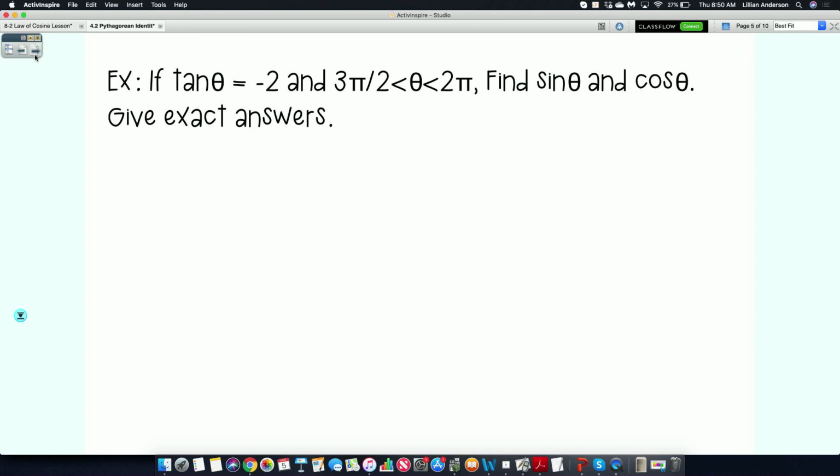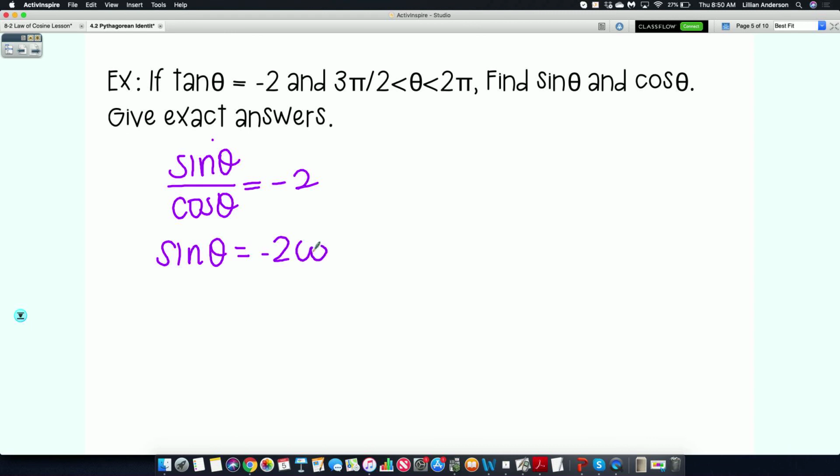But you do know that tangent is sine theta over cosine theta, correct? So then you can set that equal to negative 2, okay? And then I can multiply both sides by cosine to get cosine out of the denominator. And now I have an expression for sine. Sine theta is equal to negative 2 cosine theta.